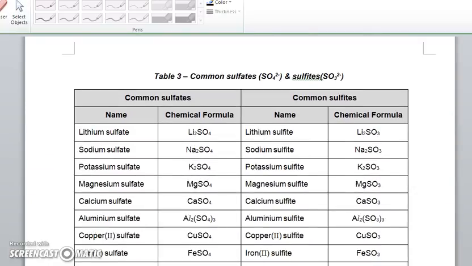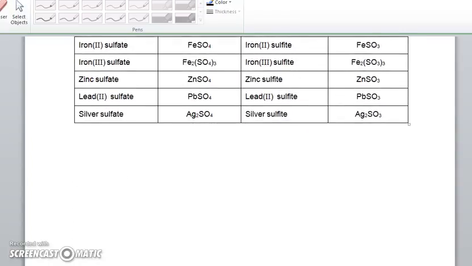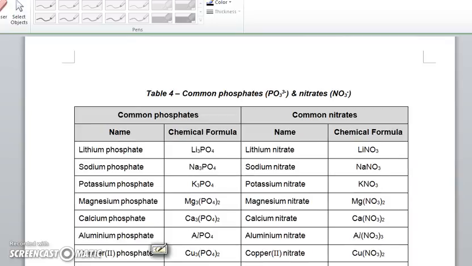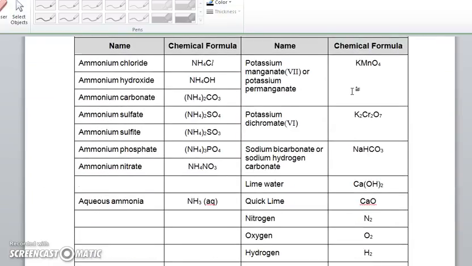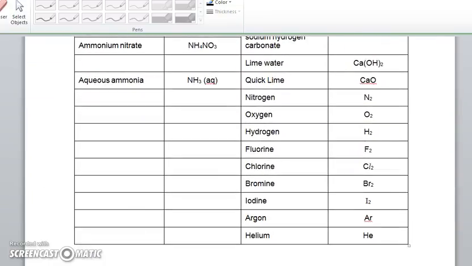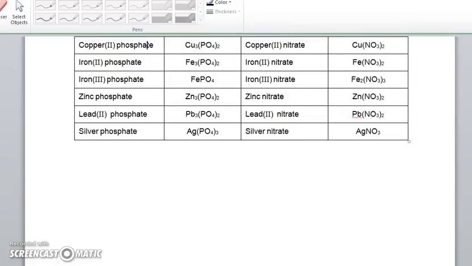Things like even sulfates, sulfides. You know the difference? Know the formula? Because if you do not know, it will affect your equation writing: phosphates, nitrates, and so on, and your common gases as well as your chemicals. If you do not know these, it will be very challenging for you to write equations for mole concept. So moving away from that, let's try a few sample questions.